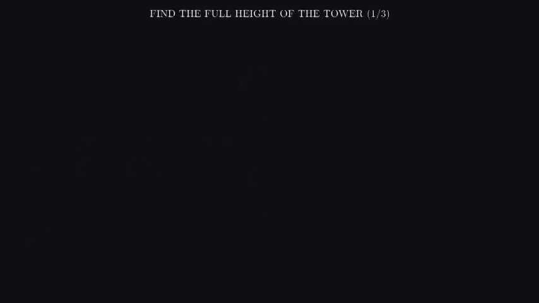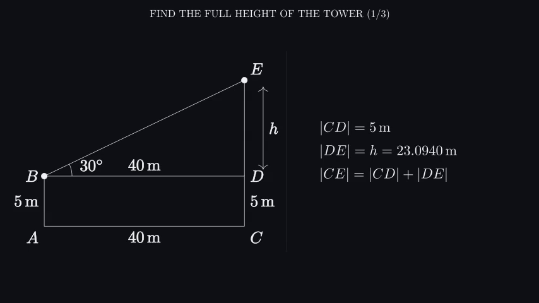The tower height is length of CE. It is made up of the lower part, length of CD equals 5 meters, and the upper part, length of DE equals H. So the height of the tower is 5 plus H. So the height of the tower is 28.0940 meters.